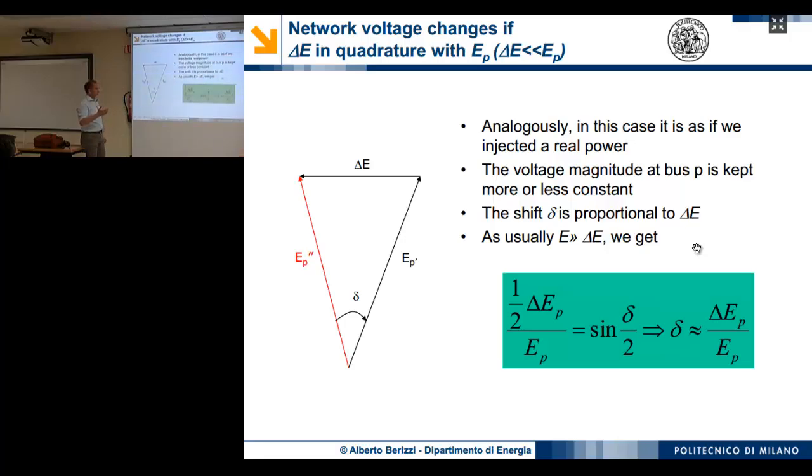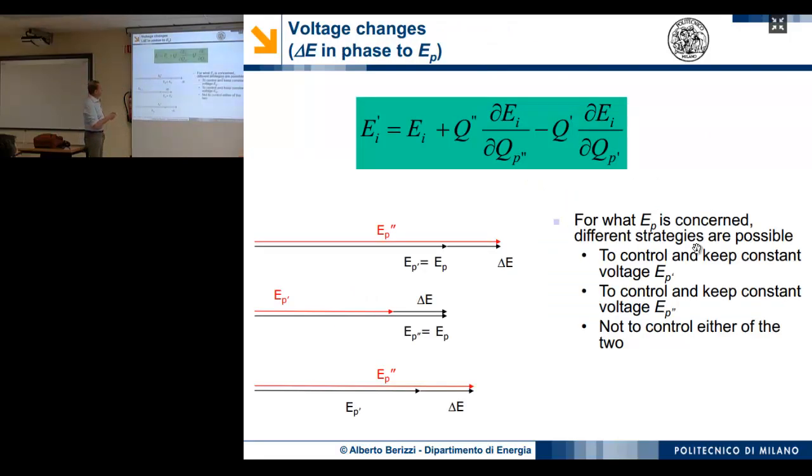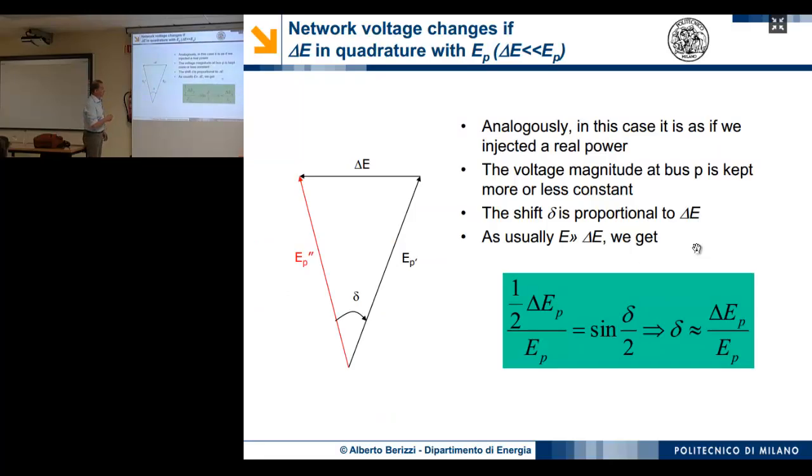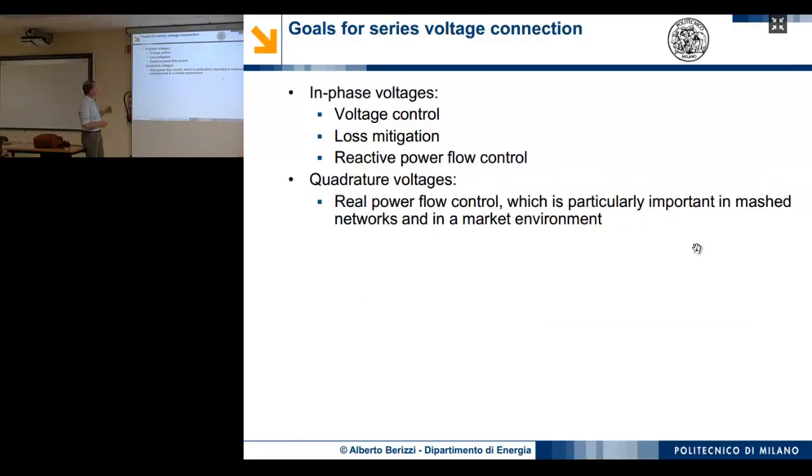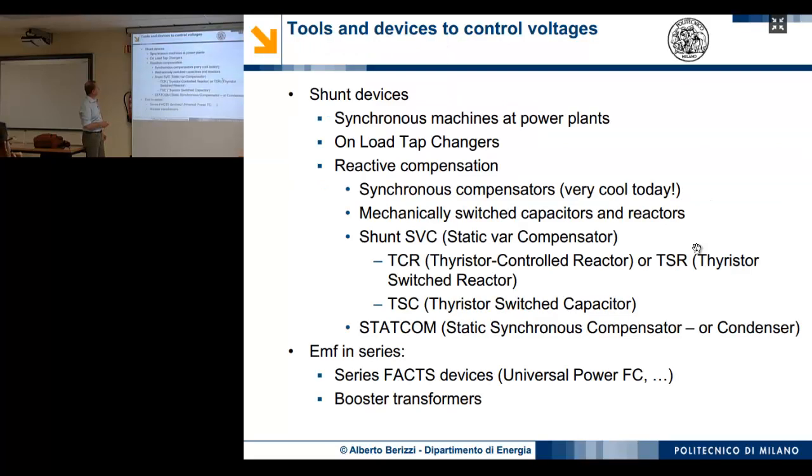So you know that if I insert the voltage in phase with the voltage before the insertion, I can control reactive power, and I will be able to control voltage magnitudes on the network. In this case, instead, I can control the angles delta, and probably I will be able to control real power flows, which are associated with the angles. Okay? So two different goals. Okay, so this is the resume of that.